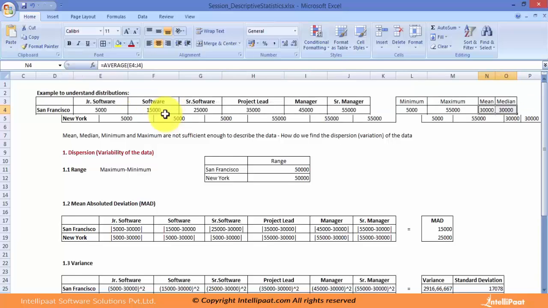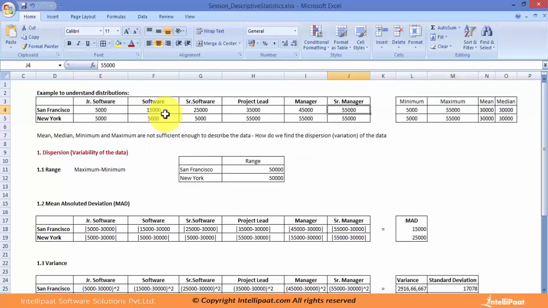The mean value is 30,000 here, right? The mean value is 30,000. And how much this person is varying from the mean, as an absolute value, is the mean absolute deviation. It means how much this particular junior software engineer from San Francisco deviates from the mean, which is an absolute value. So 5,000 minus 30,000. Okay, similarly for the software engineer in San Francisco.